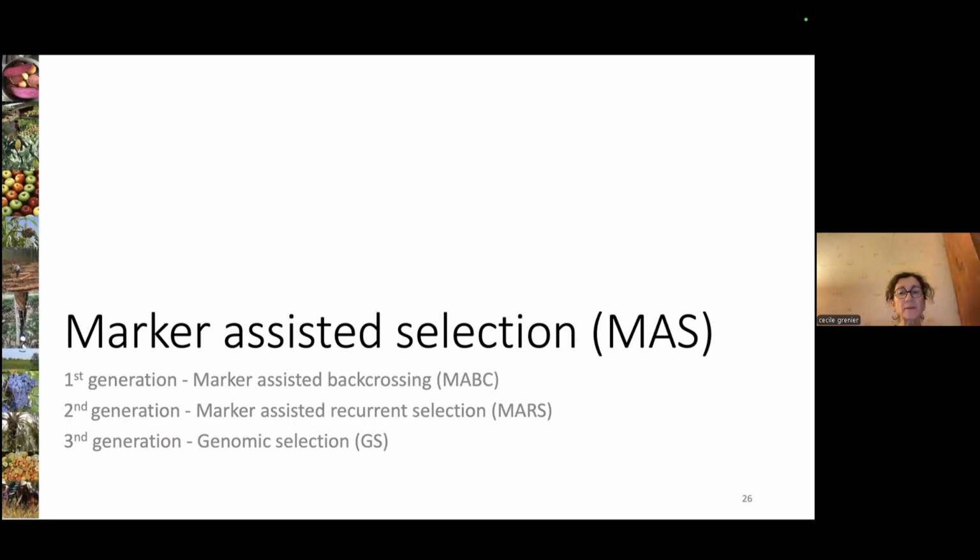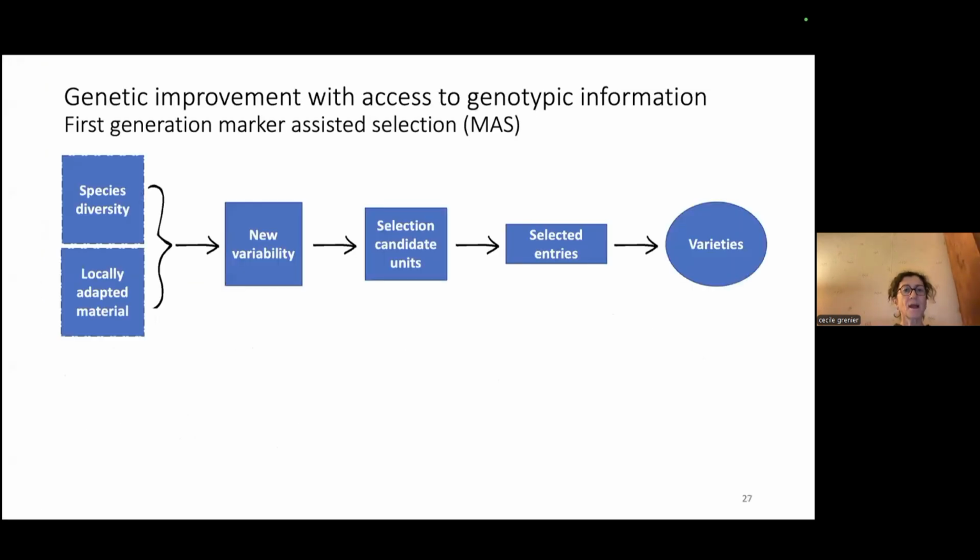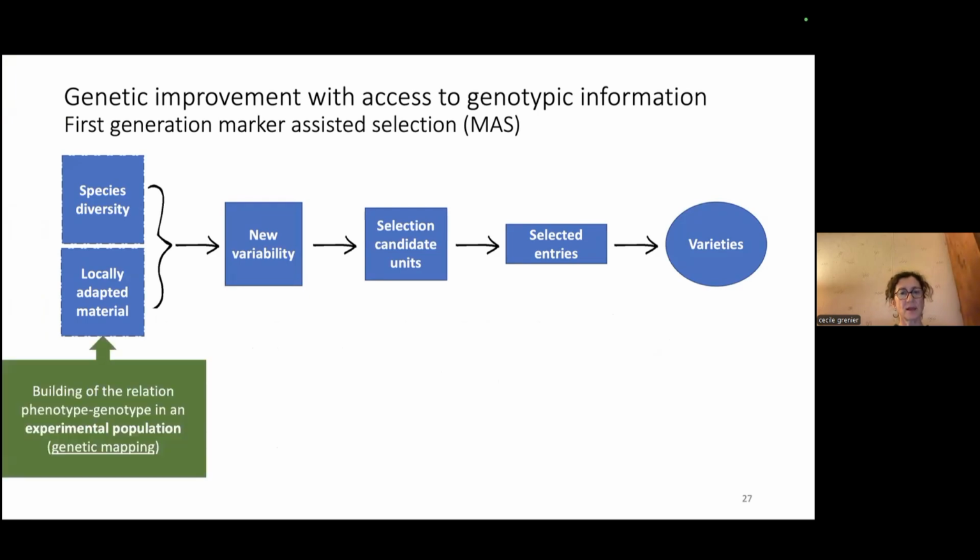So I'm going to talk about marker-assisted selection. There are 3 generations of marker-assisted selection: marker-assisted backcrossing, marker-assisted recurrent selection, and genomic selection. For the first generation, you have the same scheme. The scheme that I presented earlier will be repeated for each of those generations of marker-assisted selection.